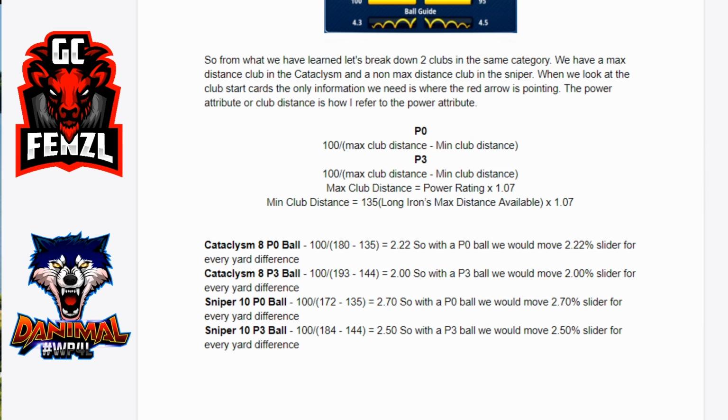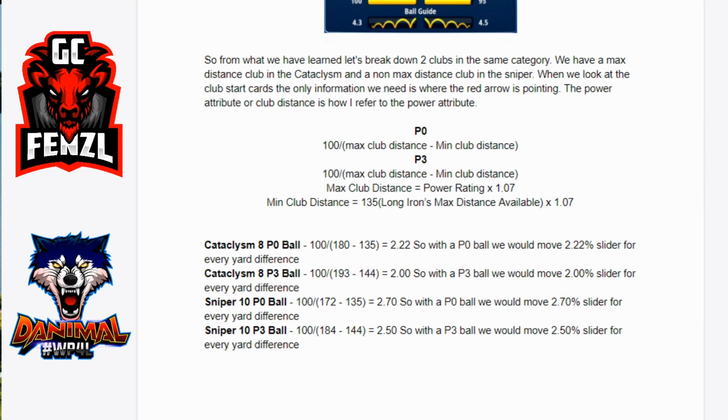Now, you have to change the min distance of the club as well because you're using a power ball. So now your long iron is going to be longer, so your min distance is obviously going to be longer. So you do 135 times the same percentage that the Powerball is going to increase it, which is 1.07, and you get 144. You do the math, and 100 divided by 49 is like 2 point blah blah blah. So we just do 2. All right, easy. So if you're at max distance at 144, your next drive is 145, you would do a 98% slider.